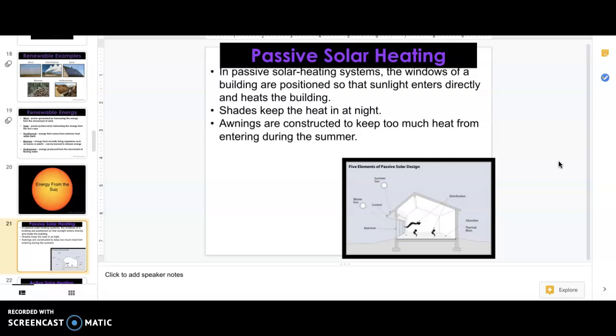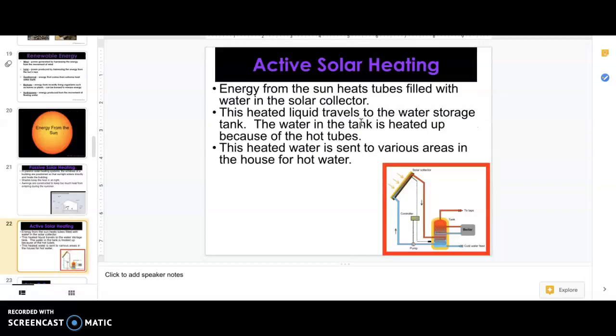Shades are usually used to keep the heat in at night. Awnings are usually constructed to stop too much heat from entering, so if you wonder why there are awnings on many apartment buildings or three-family or two-family homes, there's a reason. It's to stop too much heat from entering. There's also active solar heating, where there are tubes filled with water and the sun heats the water in the tubes, and then that heated water is stored in a tank for later use to heat a home or apartment building.